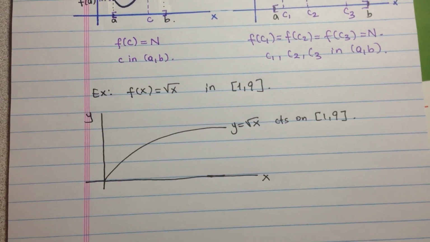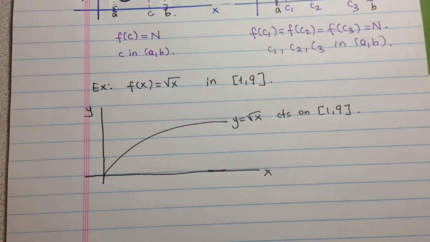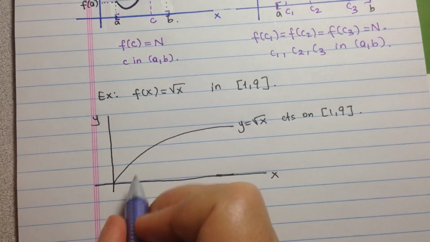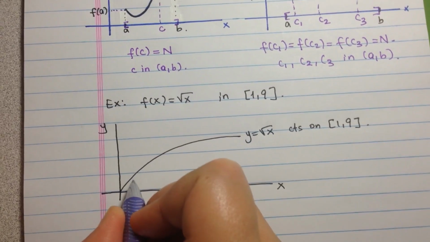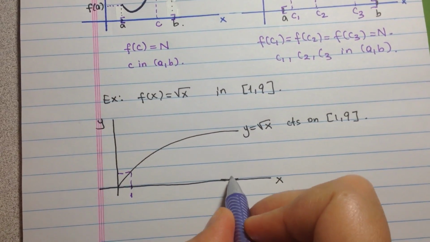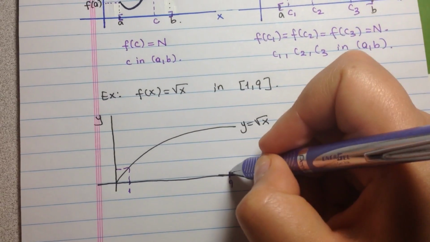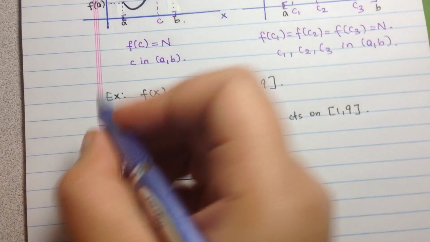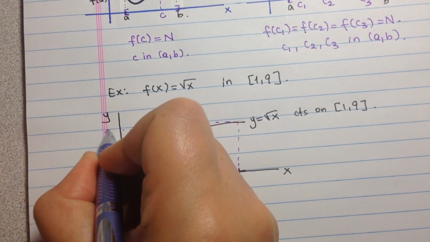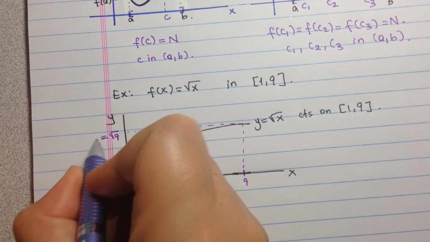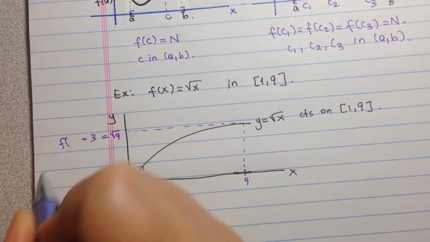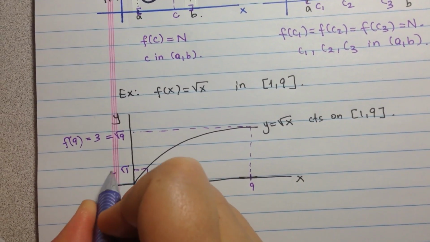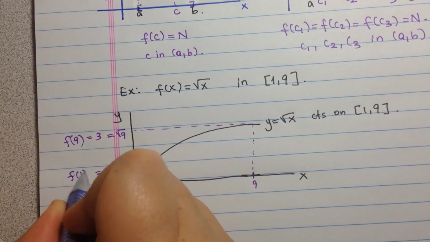That means I can apply the intermediate value theorem on this closed interval. If I pick 1, let's say 1 is here, and then 9 is roughly over here. What is the output value for x = 9? It's going to be 3. So I have square root of 9, which is 3, and that's f(9). And this one is the square root of 1, which is 1, so this is f(1).